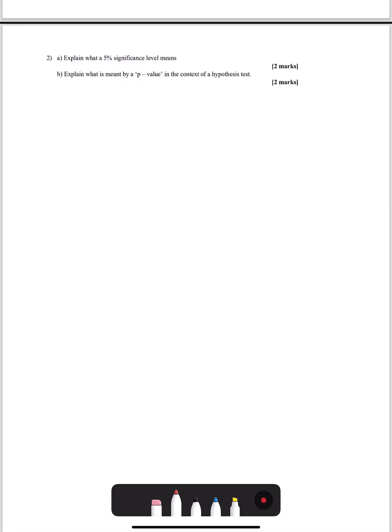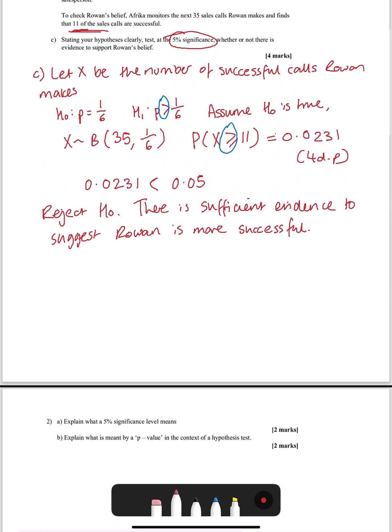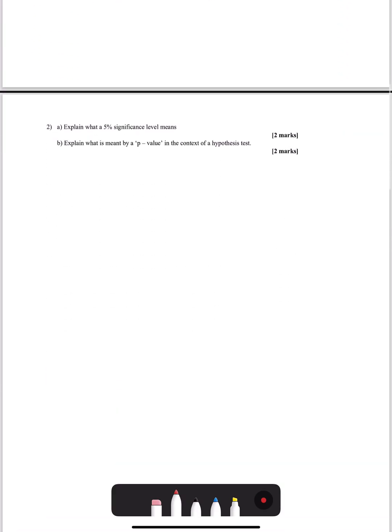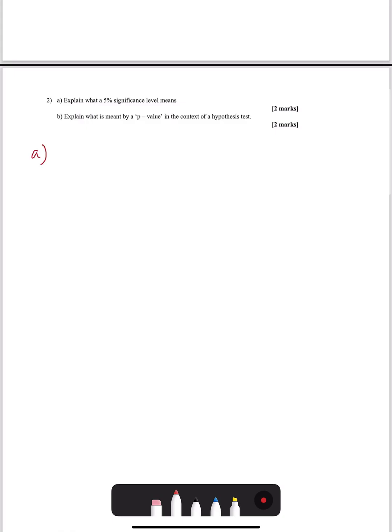Question 2. So what is meant by a 5% significance level? The significance level is the probability of us rejecting the null hypothesis when it is actually true. Like in my question before, because that was less than 0.05, if actually, in reality, he isn't more successful, the chance of us incorrectly saying that he was is only 5%. So we'll write that down.